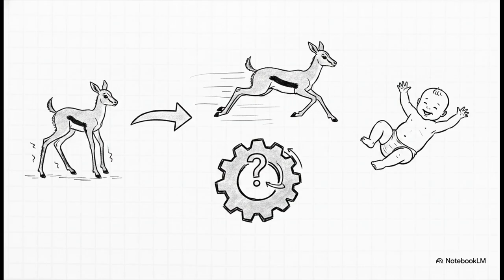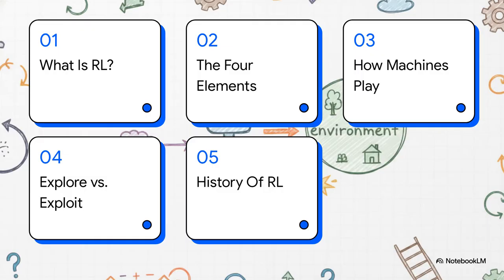Just actively interacting with the environment produces this massive wealth of information about cause and effect. Today, we're going to look at how we take that exact, brilliant biological concept and translate it into a computational approach. And here's our roadmap for the explainer. We'll start with what reinforcement learning actually is, break down its 4 key elements, watch how machines play games, tackle that classic explore versus exploit dilemma, and finally, wrap up with the history of the field.